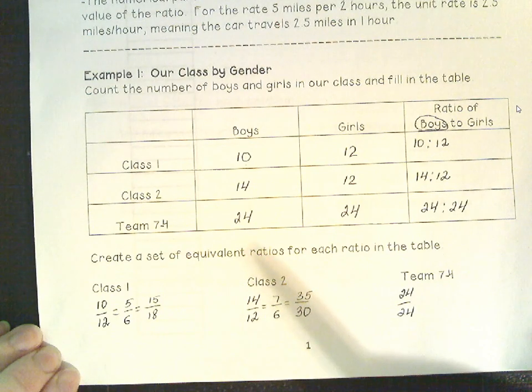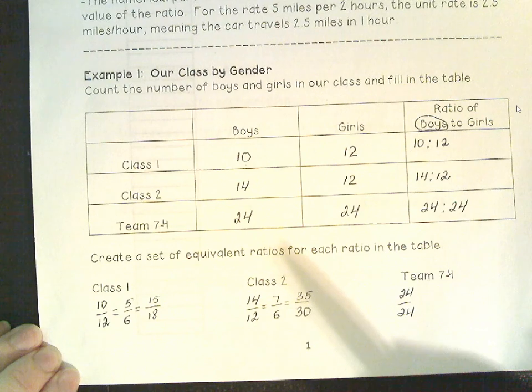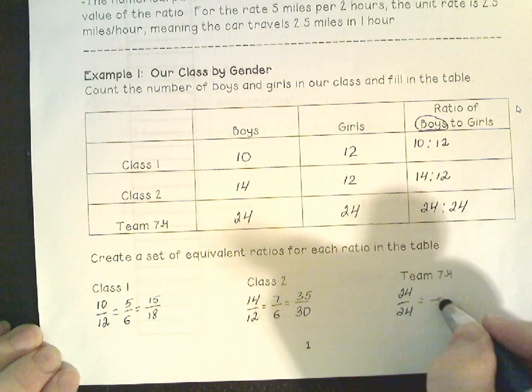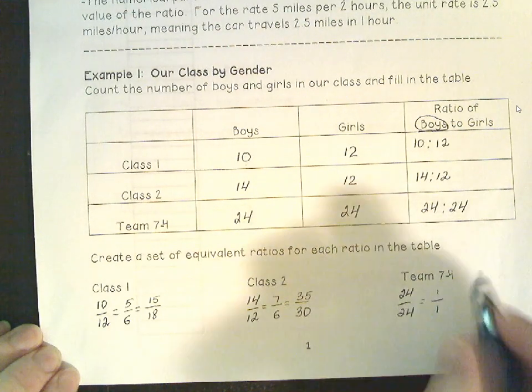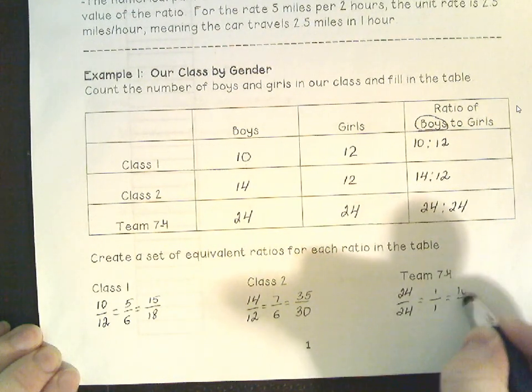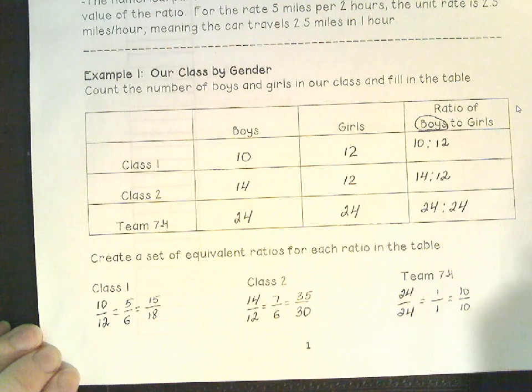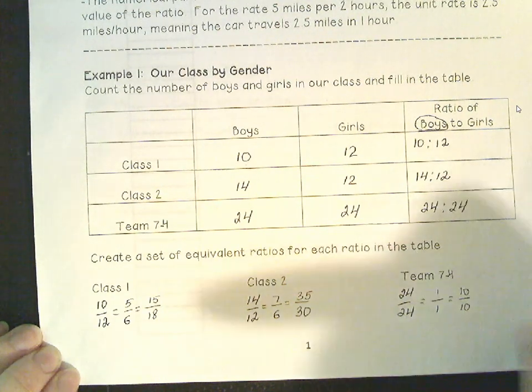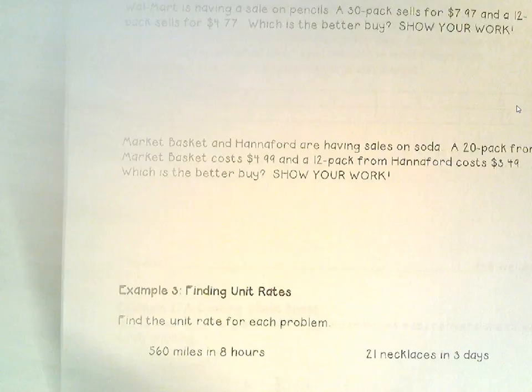Okay, so these fractions are all equivalent to each other. These ratios are all equivalent to each other. Okay, on 7 to 4, if I simplify this, I will get a 1 to 1 relationship, or I can get 10 to 10, or 3 to 3, or 4 to 4. They're all going to be equivalent. Okay, all right, so moving on in this lesson, and we are in example 2.